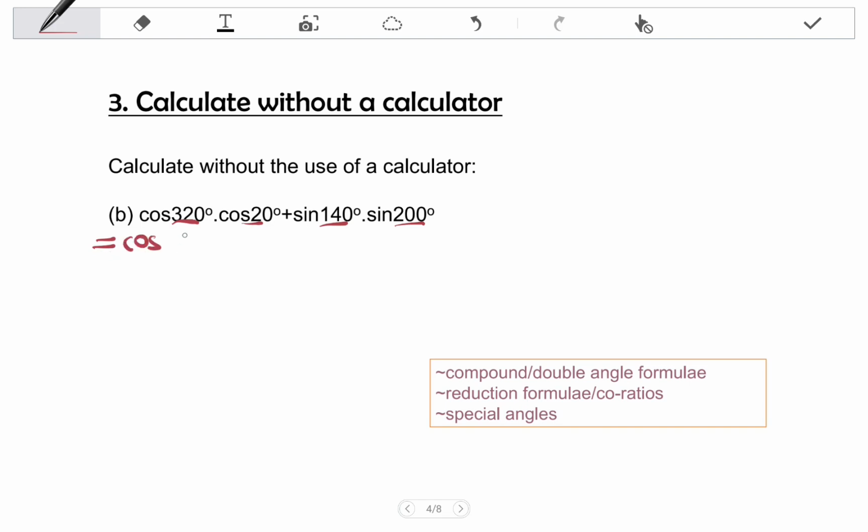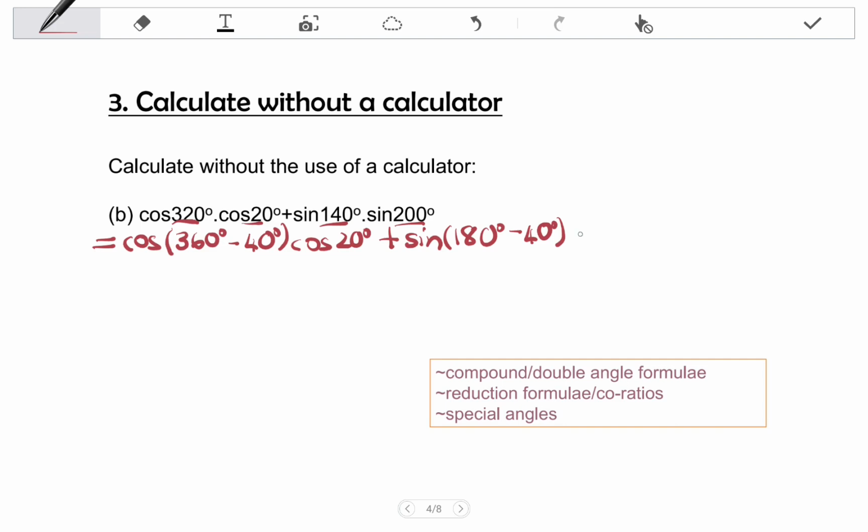So if I look at cos 320 degrees, it is in the fourth quadrant. So in the fourth quadrant I can write 320 as 360 degrees minus 40 degrees, which would give me 320. Then I have cos 20. I'm just going to leave it as that for now because it is already an acute angle. Then I have plus sine of 140 degrees. 140 degrees is in the second quadrant, and I can write angles in the second quadrant as 180 degrees minus the acute angle that would give me 140.